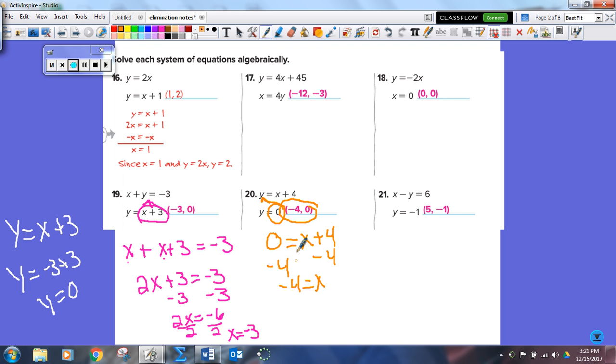To check this, I only need to check the top equation because it's the only one with two variables. So it's y equals x plus 4. I put 0 in for y, negative 4 in for x, and 0 equals 0.